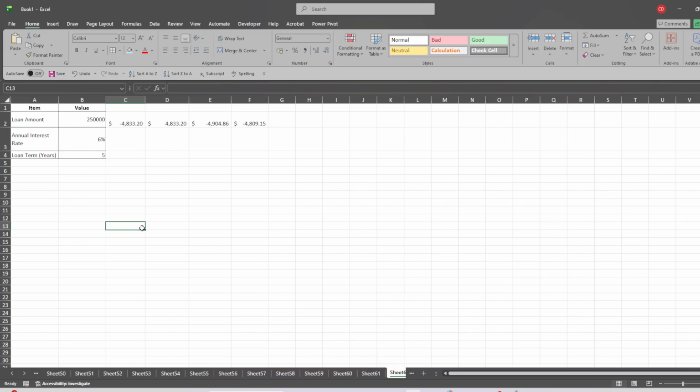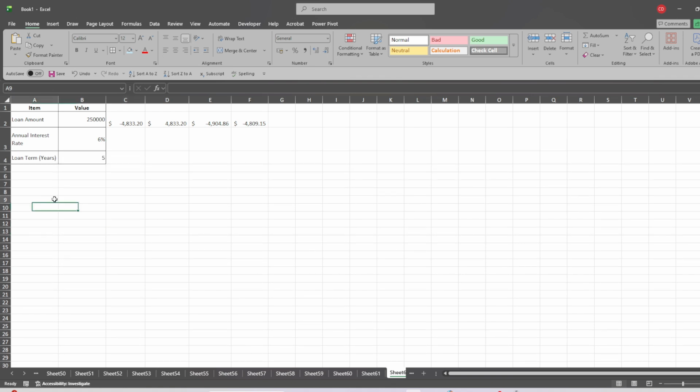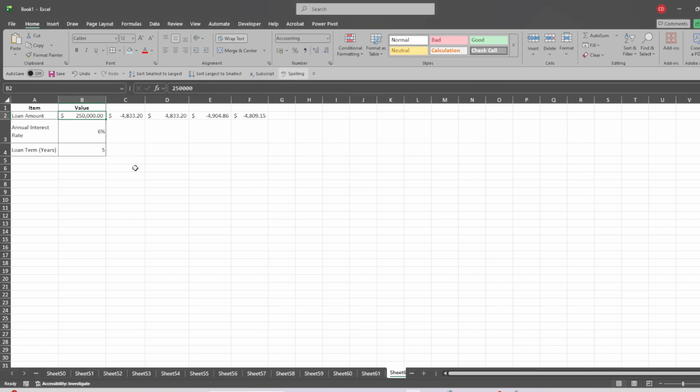This makes it especially useful for things like mortgage payments, car loans, personal loan installments, and even certain savings plan calculations. To follow along, let's use a simple example. We'll work with a loan amount of $250,000, an annual interest rate of 6%, and a loan term of 5 years. Enter those values into your sheet so you have sample data to reference.